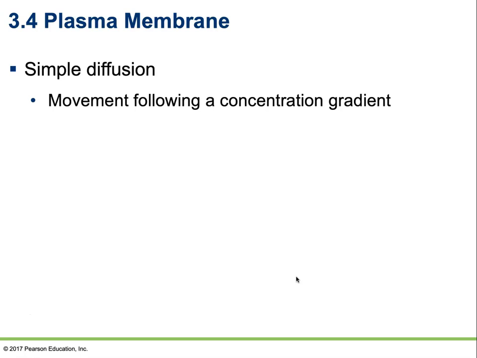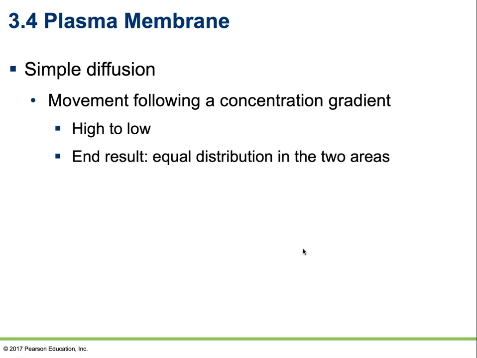Simple diffusion is just movement following a concentration gradient. We're going to be moving from areas of high concentration to low concentration, and the end result is going to be an equal distribution between the two areas.